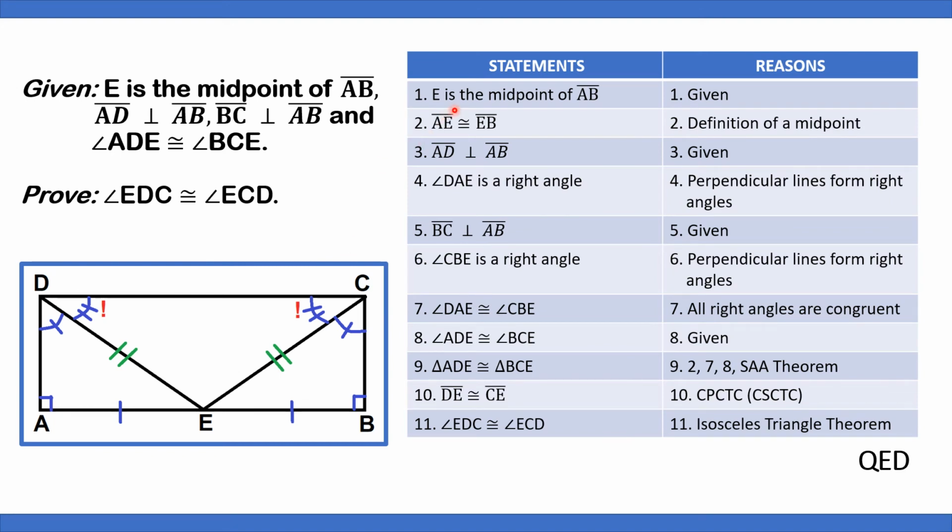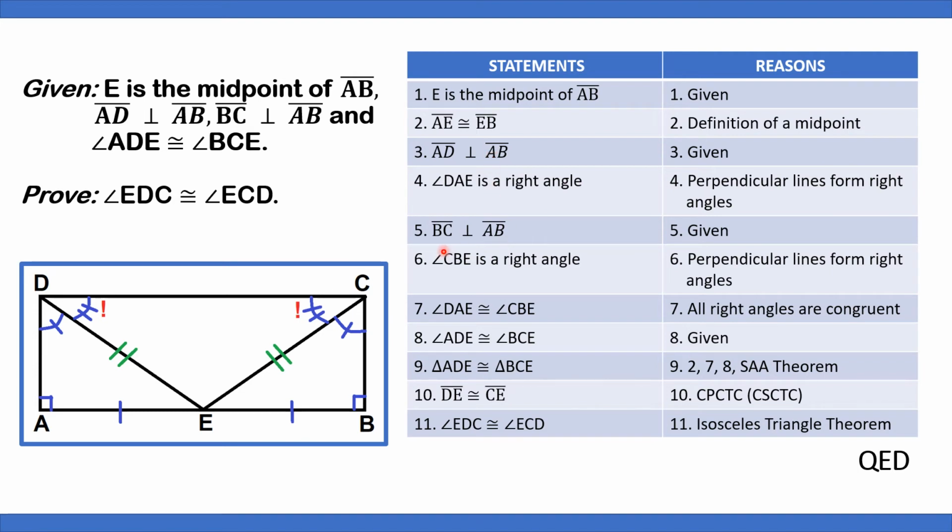Statement 1. E is the midpoint of line segment AB, given. Number 2, line segment AE is congruent to line segment EB by the definition of the midpoint. Of course, statement 2 is the consequence of statement 1. Statement 3, line segment AD is perpendicular to line segment AB, given. Statement 4, angle DAE is a right angle because perpendicular lines form right angles. This is a consequence of statement 3.